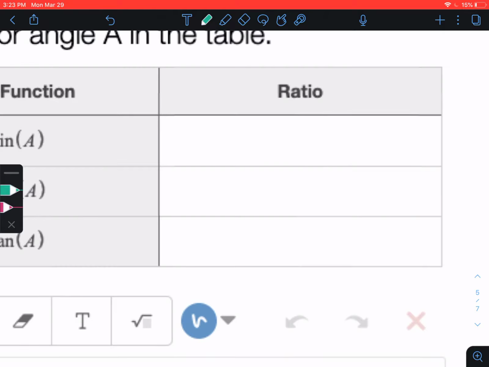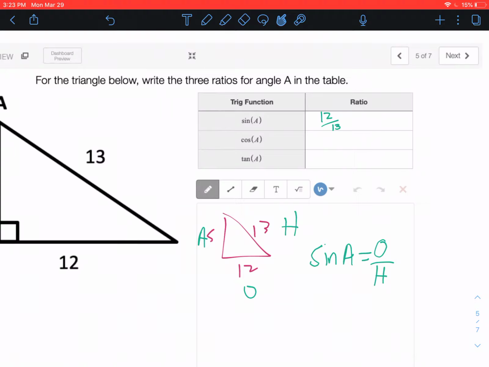So in the ratio part here, I would do 12 over 13, or 12 divided by 13. And when you type that into Desmos, it might automatically do a quick calculation for that.